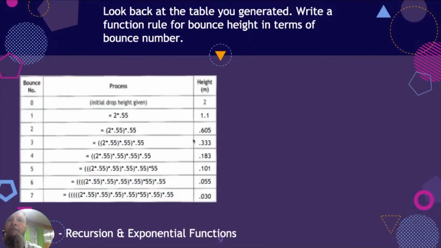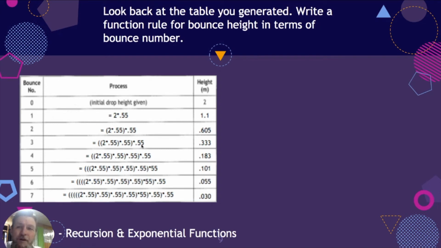Okay? So let's look at the table we generated and write a function rule for the bounce height in terms of bounce number. So in other words, we're going to write an explicit rule. We're doing something every time. What are we doing every time? We're multiplying by 0.55. Well, that easily explains the recursive rule, but what about the exponential rule? We start with 2, then we're multiplying 2 times 0.55, then 2 times 0.55 times 0.55, and then 2 times 0.55 times 0.55 times 0.55.